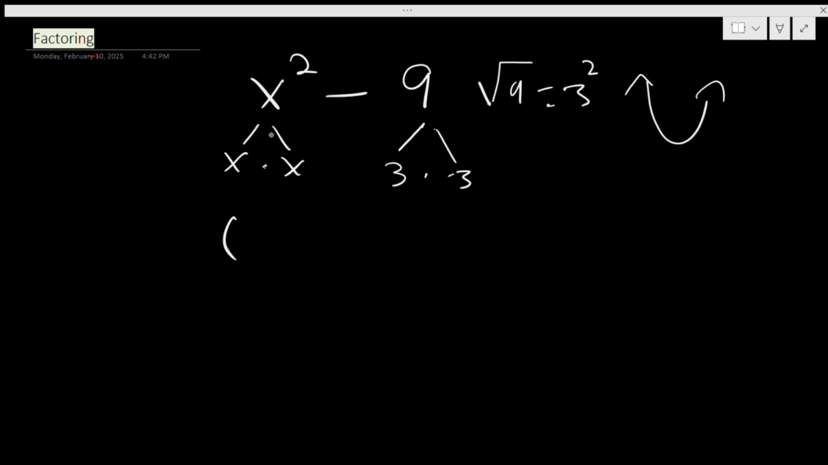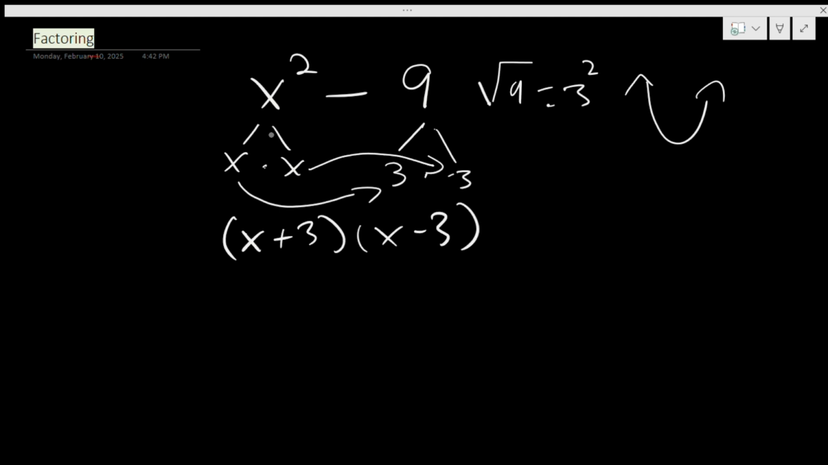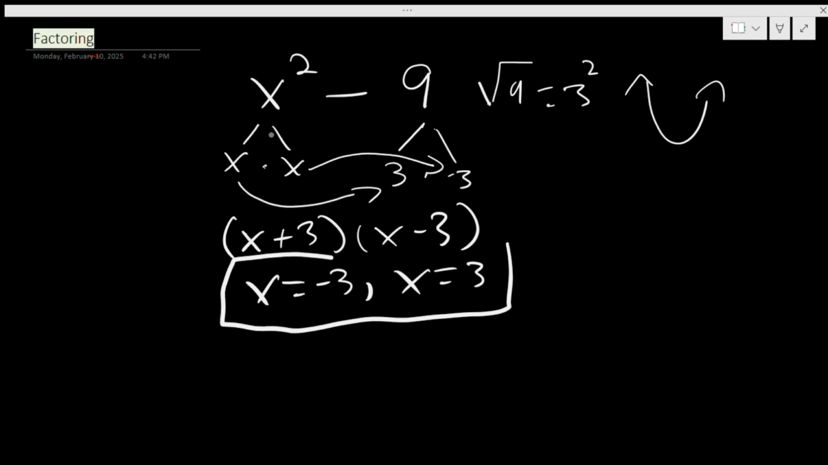And then now we just put it into the factors, right? So this x corresponds with this 3, and this x corresponds with this 3. So we have x plus 3, and then x minus 3. Of course, this would be x equals negative 3, and x equals 3. So this right here would be the solution for this difference of perfect squares.